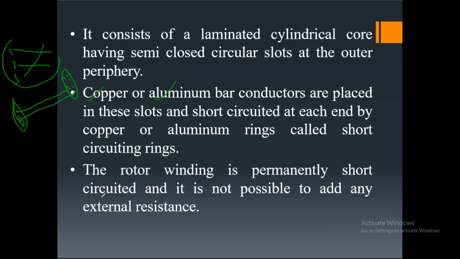So generally, why do we need to add resistance? The only purpose of using an external resistance, a rheostat, in motors is speed control. But here it is already a closed path, so we can't add the external resistance. That's why for a squirrel cage induction motor we can't adjust the speed. That means we can't suddenly increase or decrease the speed. That's why the squirrel cage induction motor is called a constant speed device, because we can't increase or decrease the speed. It keeps rotating at constant speed.